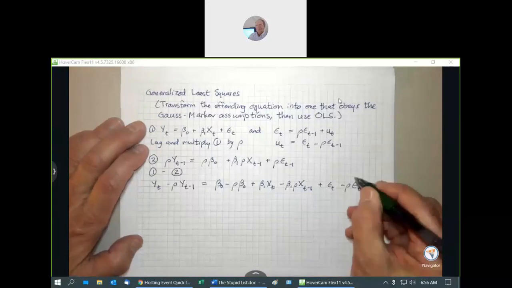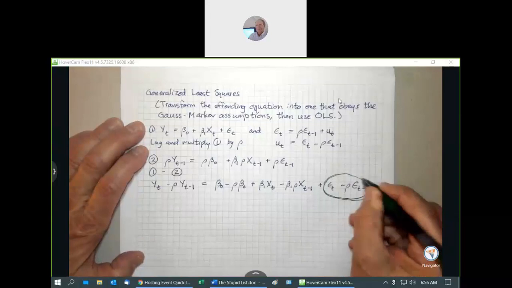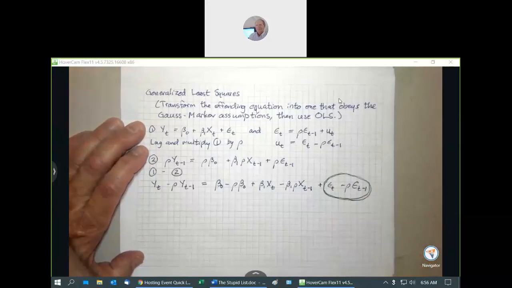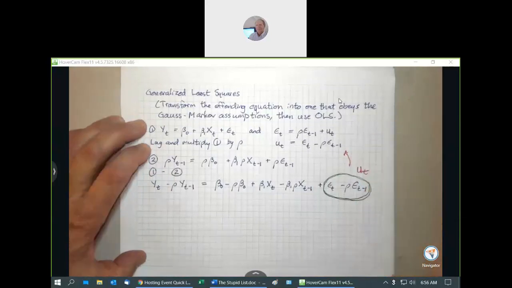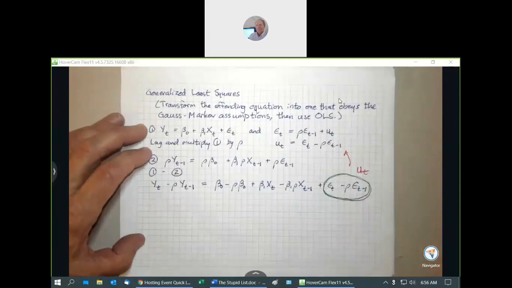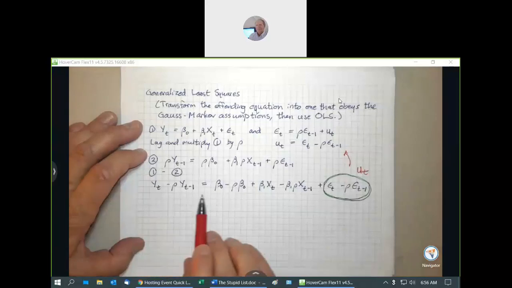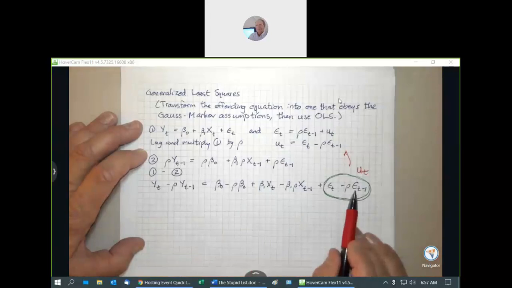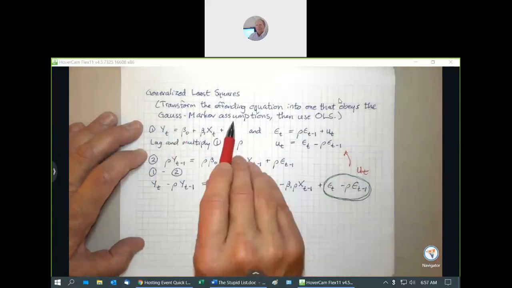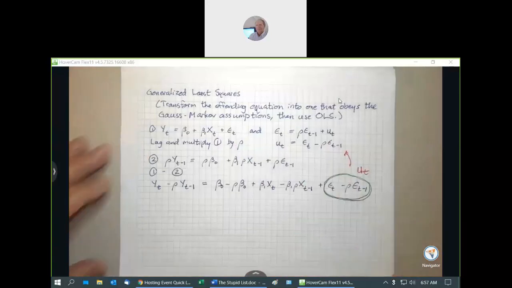Ha! Let's see why. Look at this. Epsilon t minus rho times epsilon in time t minus 1. What do we know that that is equal to? Hey, look at that. It's ut. It's a nice, clean error term. So what that says is, if we just estimate this equation right here, it'll be an equation with a nice, clean error term. It will obey the Gauss-Markov assumptions, and our ordinary least squares estimates will be just fine.